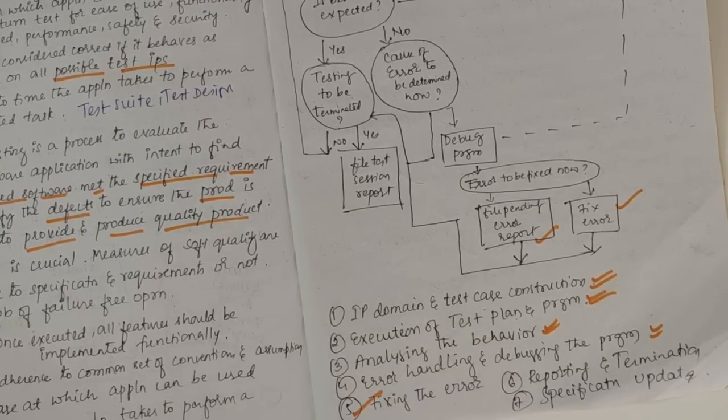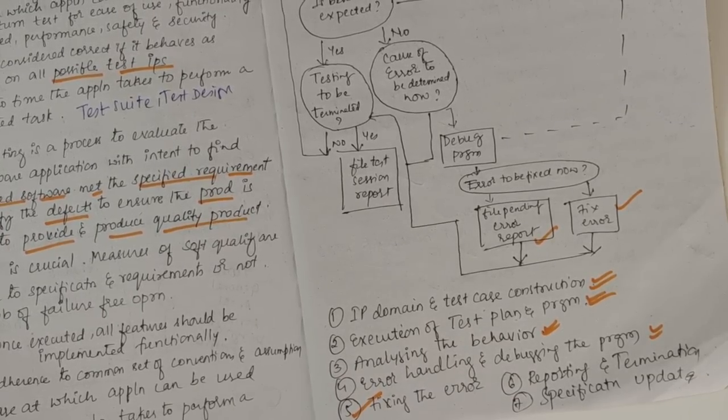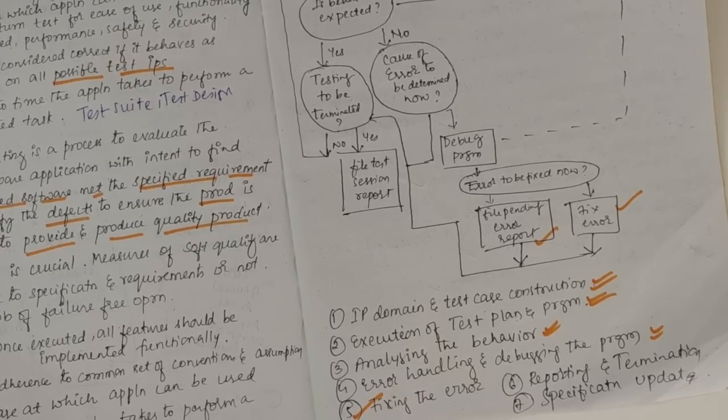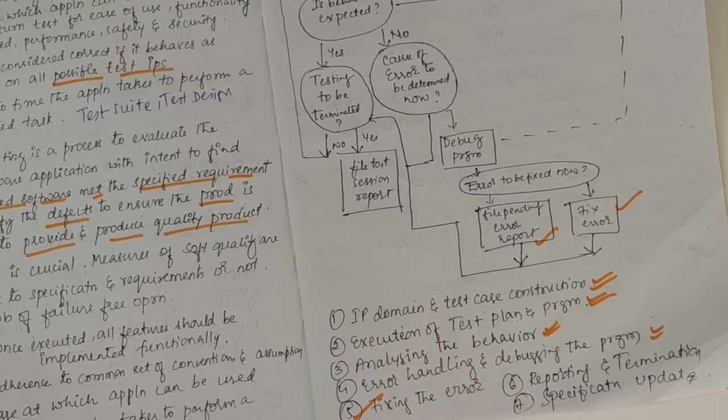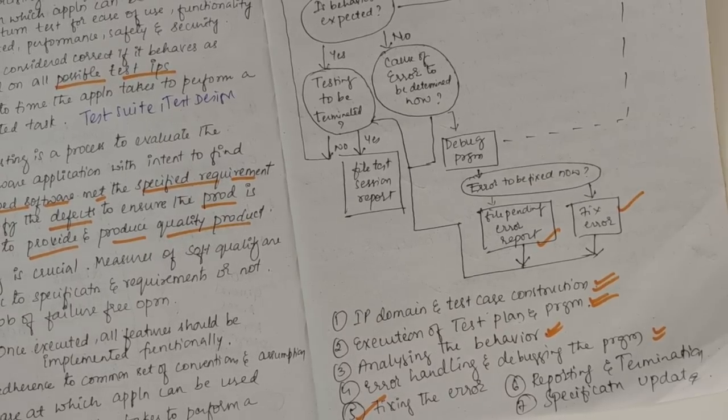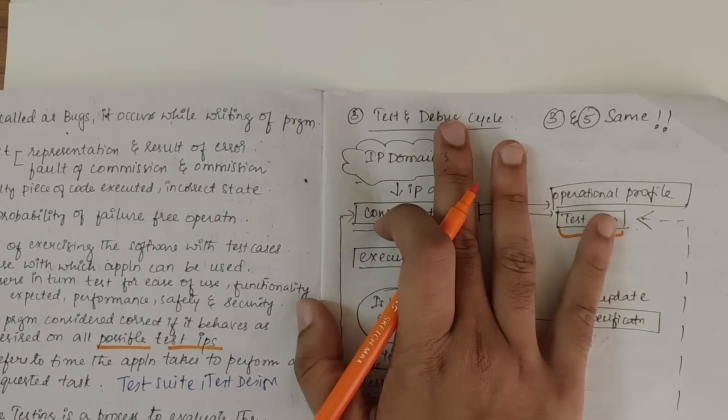Then we have the specification update. In specification update, we'll give the update regarding the specifications of that particular software. These specifications could be related to the input or the functions which have been used, or any other characteristics. So this was about testing and debugging cycle.